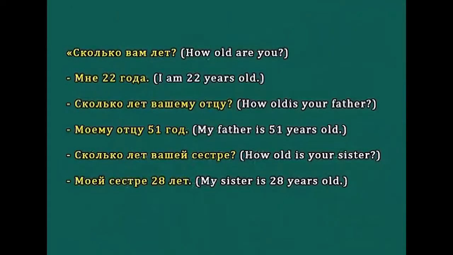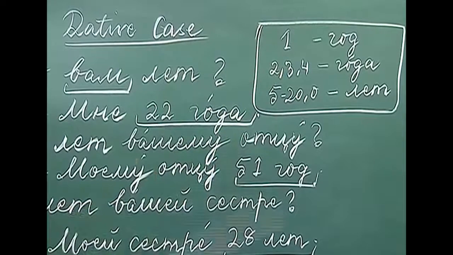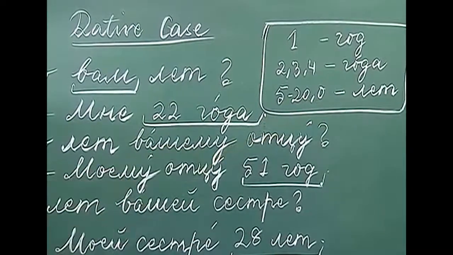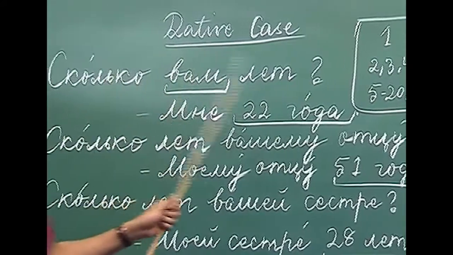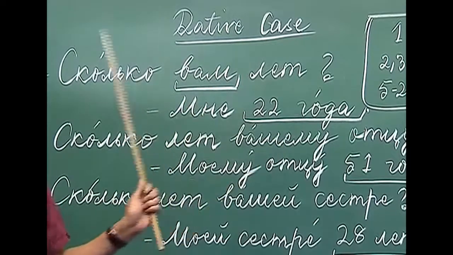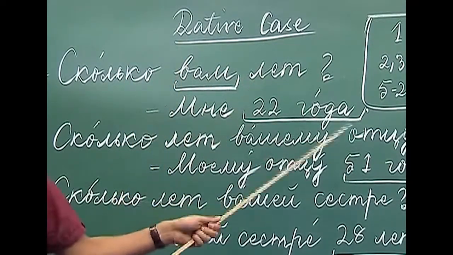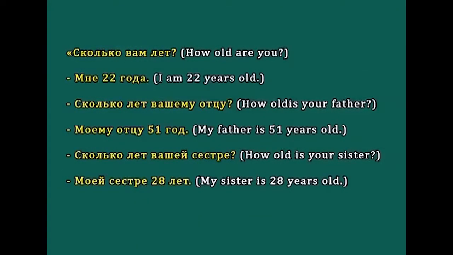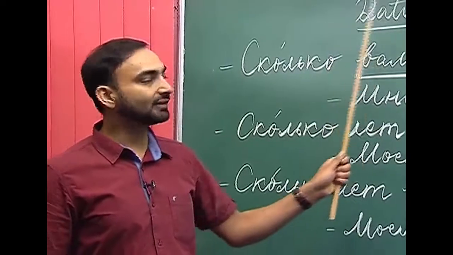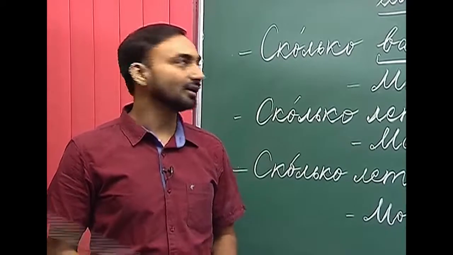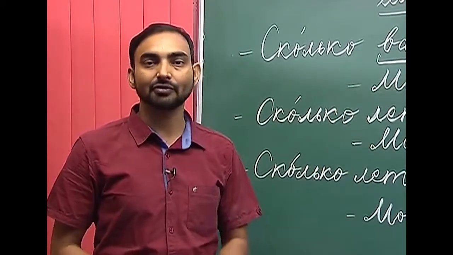You have to remember these three forms of the noun "god", and accordingly you have to use them with the numbers. If the number ends with 1, we use "god"; if it ends with 2, 3, 4, we use "goda"; and if it ends with 5 up to 20 or 0, we use "let". Skolka vam let, mnye 22 goda, mnye 43 goda, mnye 50 one god, mnye 53 goda, mnye 58 let, and so on. This is how we express age using the dative case. You have to remember this construction, because we will use it while introducing ourselves.